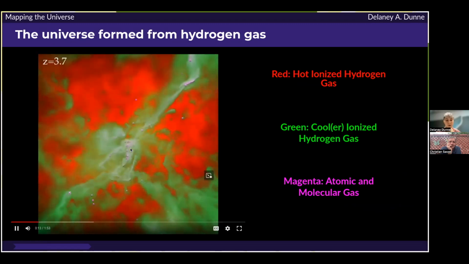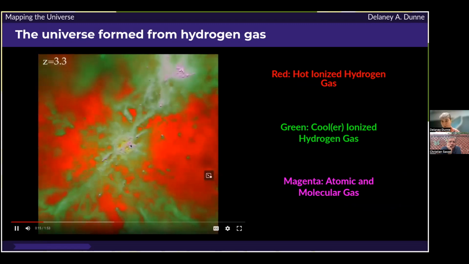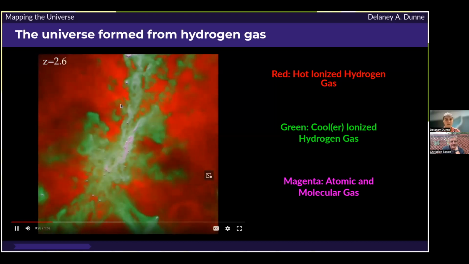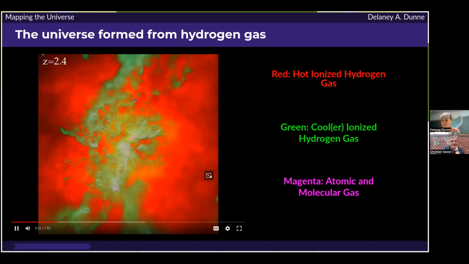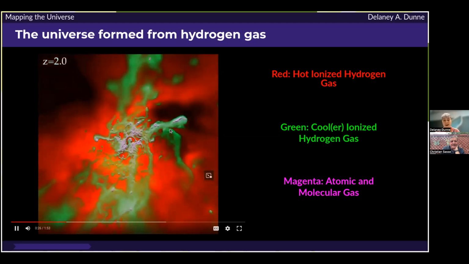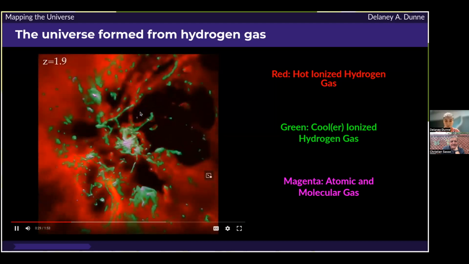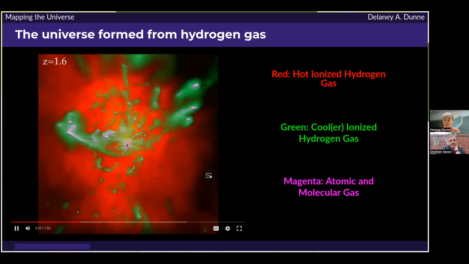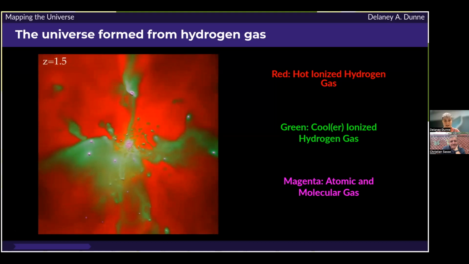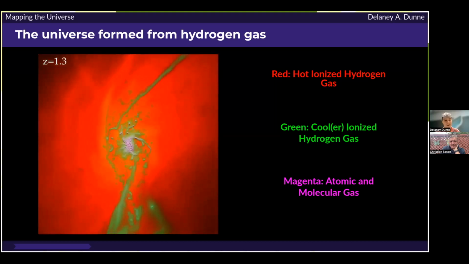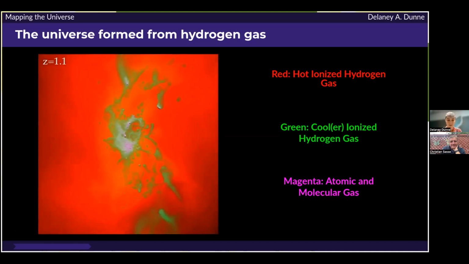The magenta is the molecular gas, and that's what we're going to be talking about today, the densest, coldest gas. And you can see that for most of the universe's history, most of it is very hot ionized gas, and then it's funneling this cooler ionized gas onto this forming galaxy in the middle. It's going to take a minute or two for it to actually look like a real galaxy, like we're used to seeing, because it does take a while for that gas to cool and condense into something that looks like a galaxy.